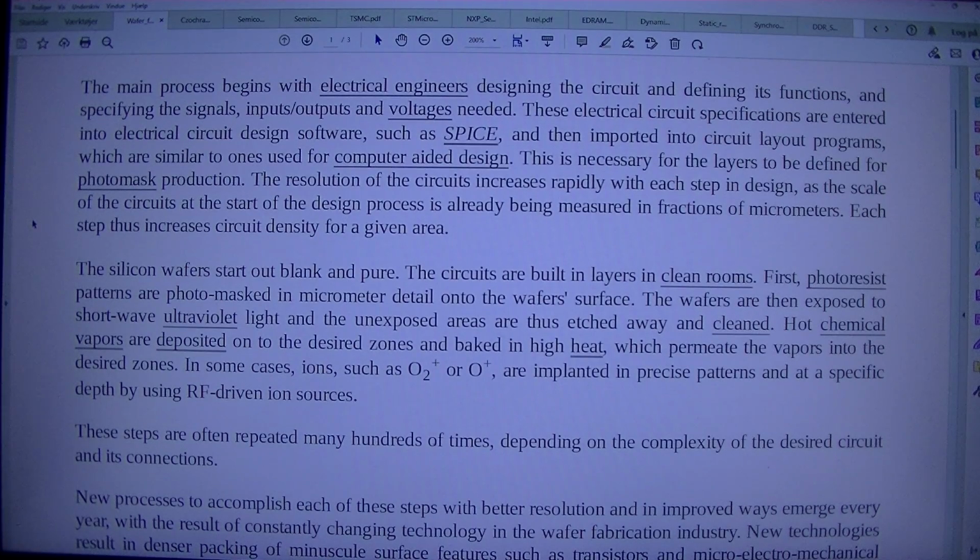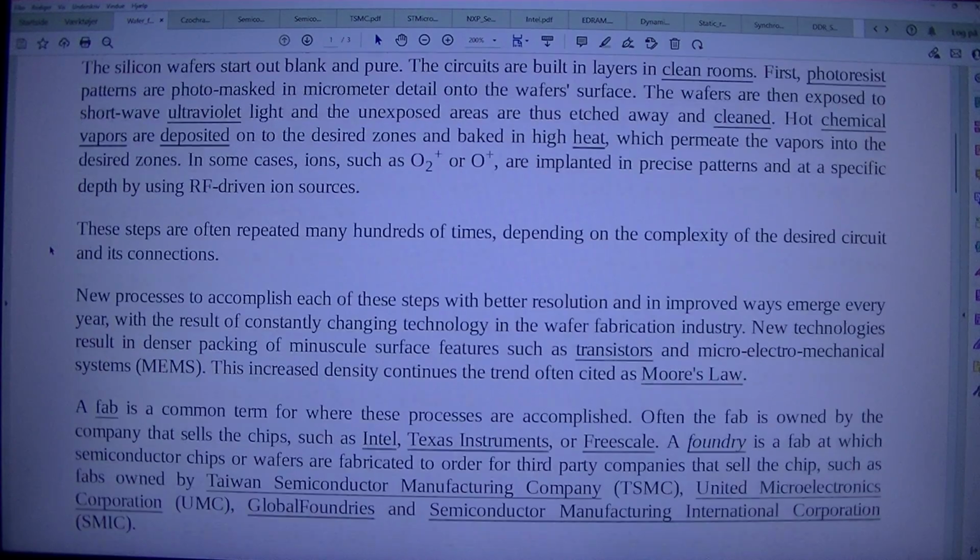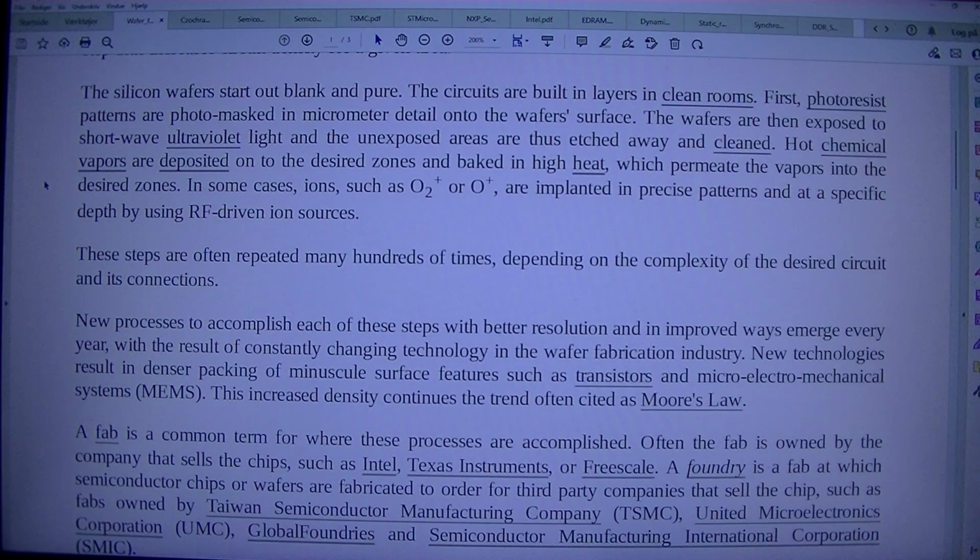The silicon wafers start out blank and pure. The circuits are built in layers in clean rooms. First, photoresist patterns are photomasked in micrometer detail onto the wafer's surface. The wafers are then exposed to shortwave ultraviolet light, and the unexposed areas are thus etched away and cleaned. Hot chemical vapors are deposited onto the desired zones and baked in high heat, which permeate the vapors into their desired zones. In some cases, ions, such as O2+ or O+, are implanted in precise patterns and at a specific depth by using RF-driven ion sources.